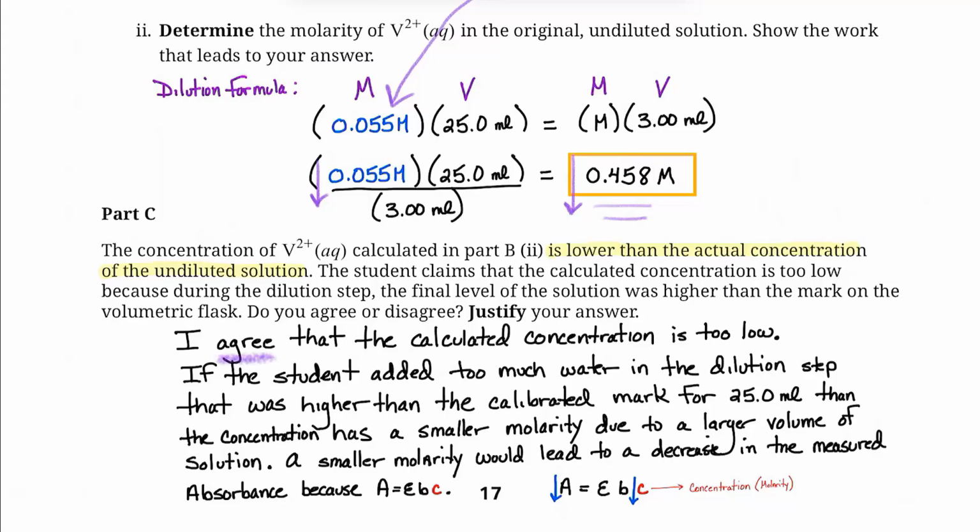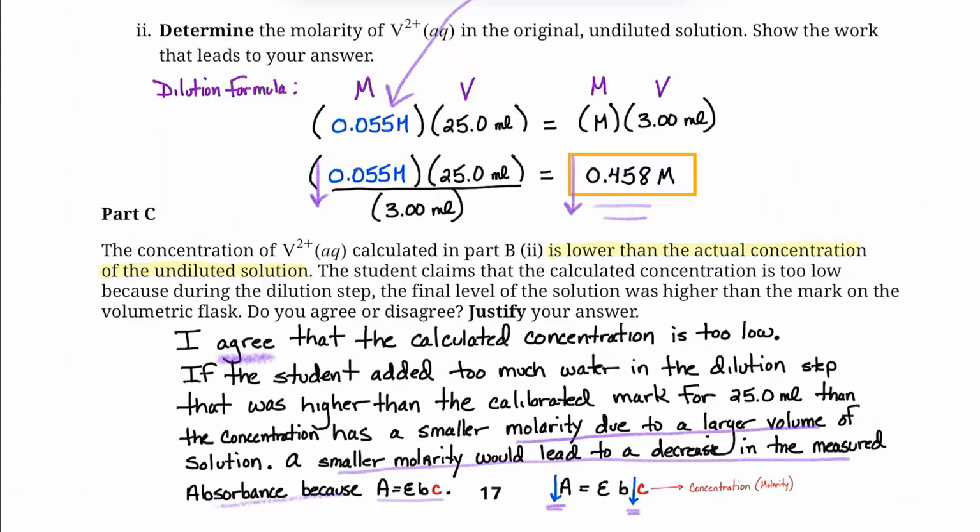Here's what I said. If the student added too much water in the dilution step that was higher than the calibrated mark for 25 milliliters, then the concentration has a smaller molarity due to a larger volume. That to me is important to state of the solution. A smaller molarity would lead to a decrease in the measured absorbance because A equals EBC. And of course, a lowered absorbance is going to give you a lowered concentration or molarity that we use to calculate with. Okay, so that to me is a good complete answer there.